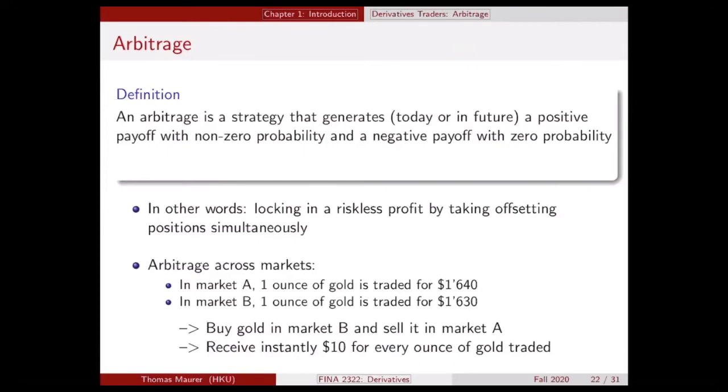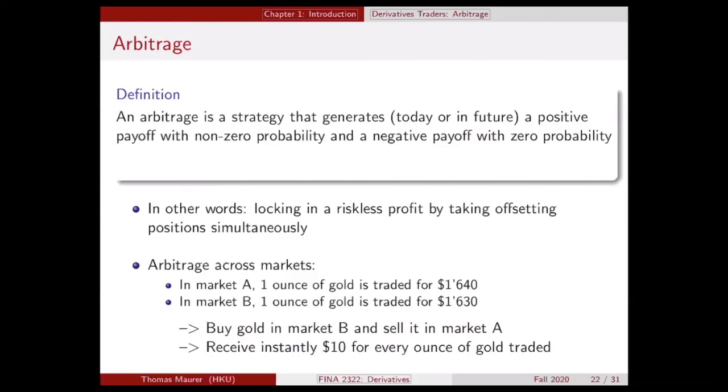The simplest example we can come up with is two markets, market A and market B. Both of them trade gold. In one market, 1 ounce of gold is traded for $1,640. In the second market, 1 ounce of gold is traded for $1,630. And let's assume that you can buy and sell as much gold as you want. These prices don't change, and you can instantly travel between these markets without incurring any costs and trade.